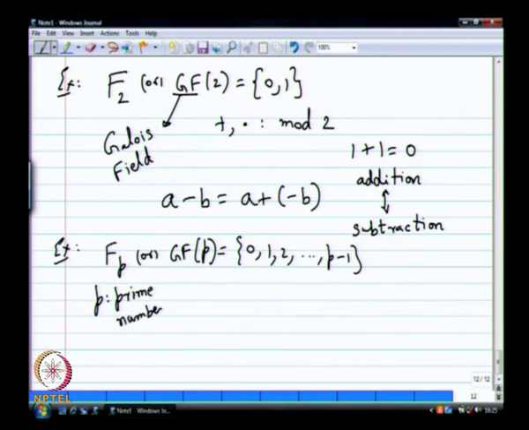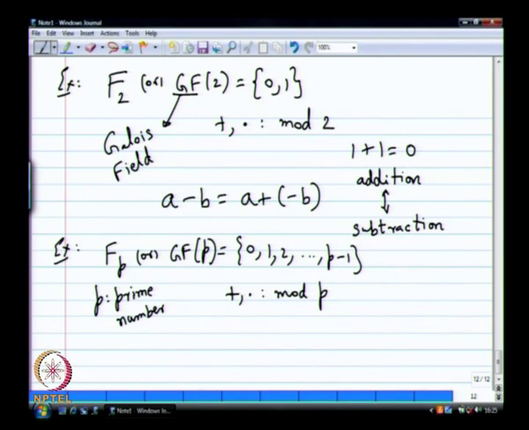Clearly, 2 is a special case, right? If you take p equal to 2, 2 is a prime number. So, that is one special case. And addition and multiplication, once again, you can do modulo p. One can show that this is a field. It requires some work. It is not very trivial to show that this is a field.